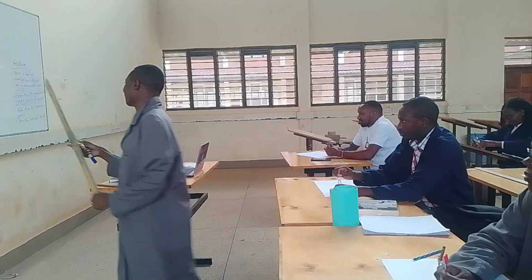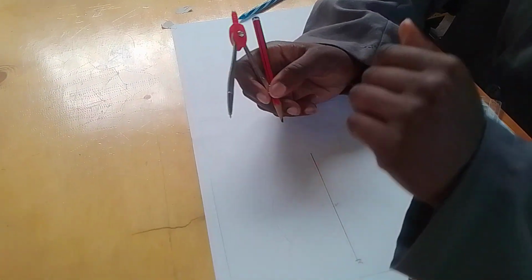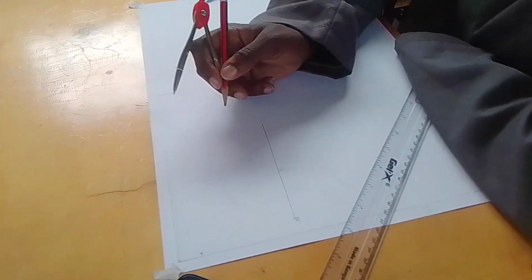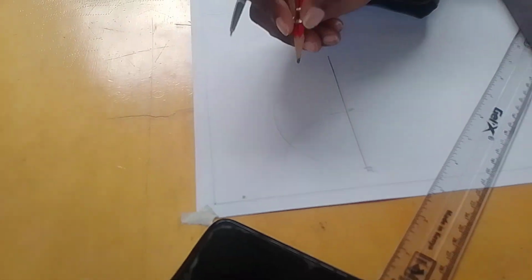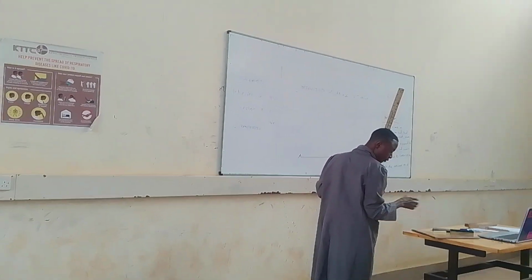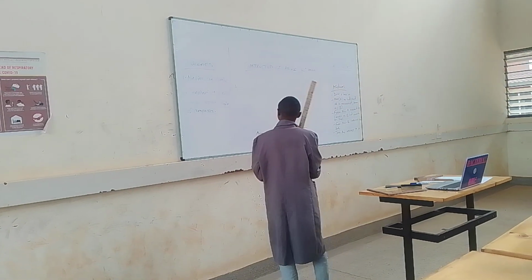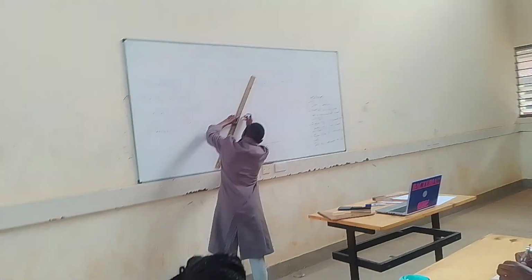After getting this point, you can name it as point C. Join this point from point C to A.